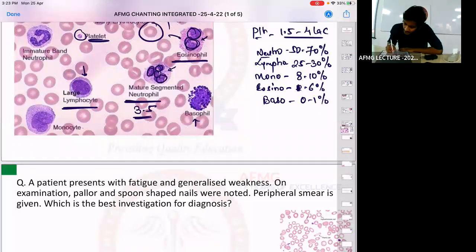But the difference is, here in basophils you can see multiple small blue colored granules covering the nucleus, right? So blue colored granules are seen in basophil. And if there is only a large nucleus, it is lymphocyte. And if there is a kidney shaped nucleus, it is monocyte.